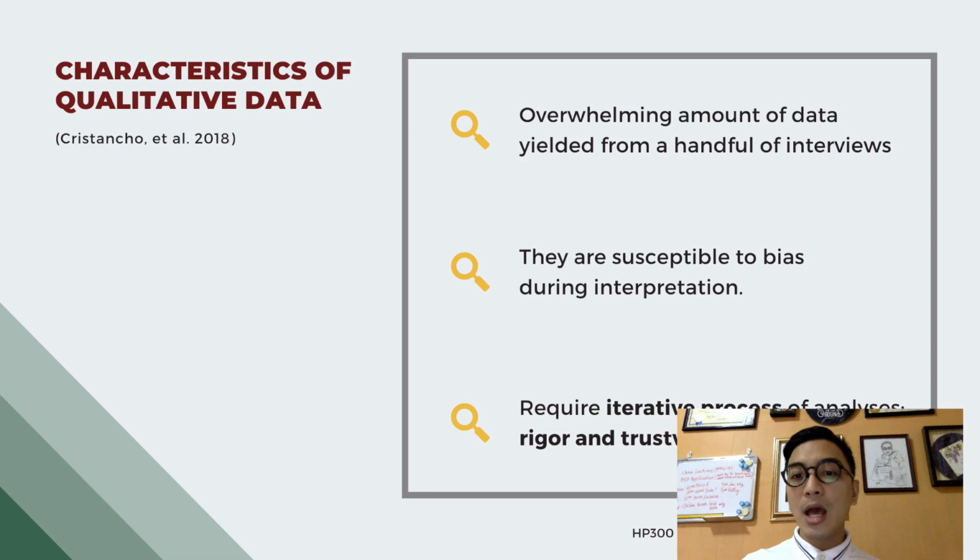Of course, in comparison to statistics, qualitative data require iterative process of analysis, rigor, and trustworthiness measures as well. So if in quantitative data you do psychometric properties to make sure that your data has reliability and validity, dito naman sa qualitative data, you need to consider rigor and trustworthiness.